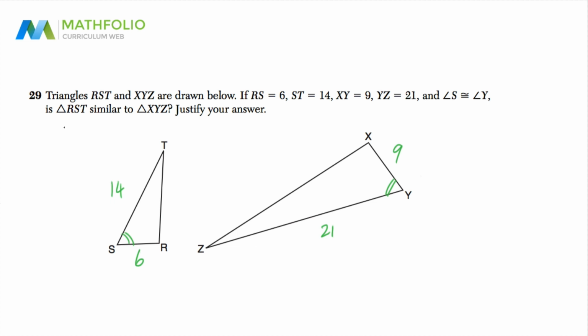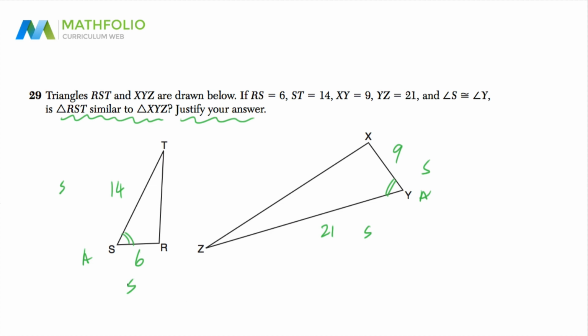It says, is RST similar to this? And then also justify. So we've got a side, an angle, between another side. Side, angle, side. And that's one of the postulates for similarity. Now the angles have to be congruent, which they are. We're told that. But we need to prove that the sides are in the same ratio. So this comes down to matching up these sides.